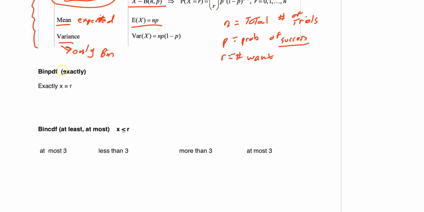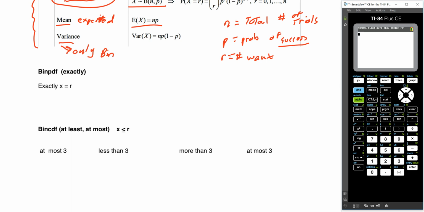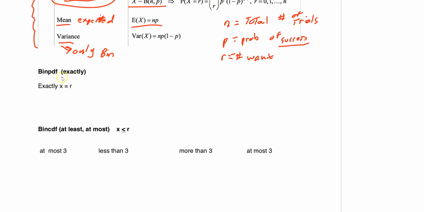Now there's 2 types of distribution we're going to talk about. Binomial PDF and binomial CDF. And we're going to do this all on our calculator. Let me talk about PDF first. PDF means exactly. So anytime they want, oh, it's probably getting exactly 3 heads, or exactly 4, or it's probably getting 2 red, right? A certain number, an exact number. This is our binomial probability density function.